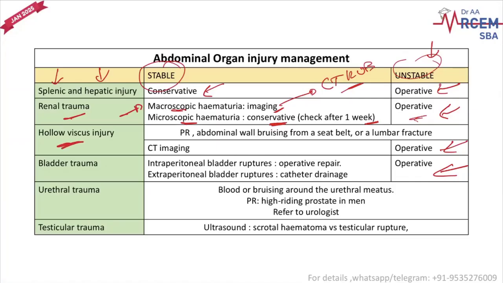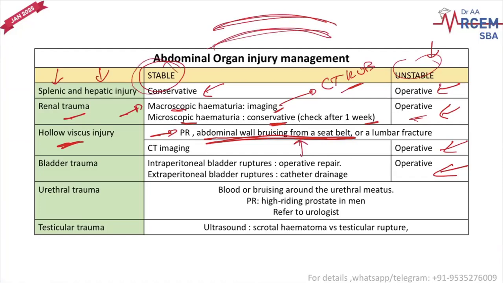Hollow viscus injuries: you suspect them if there is blood on the PR examination, or abdominal wall bruising from the seat belt. That is the abdominal seat belt, the horizontal seat belt. If there is bruising present because of the seat belt, that is an indication to go ahead and get a CT scan done if the patient is stable.